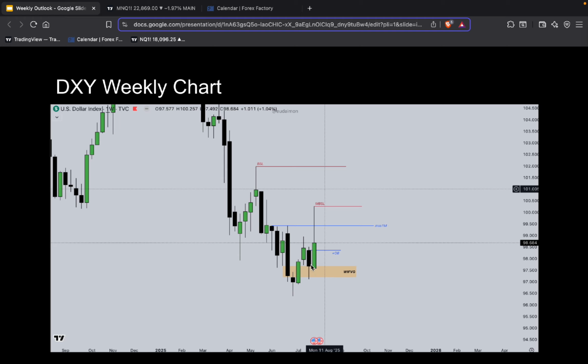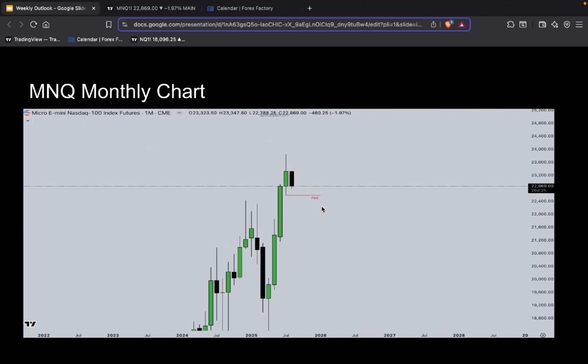So it traded into that and displaced it and closed above the previous week's candle body, which makes it a bullish order block. And NQ chart.